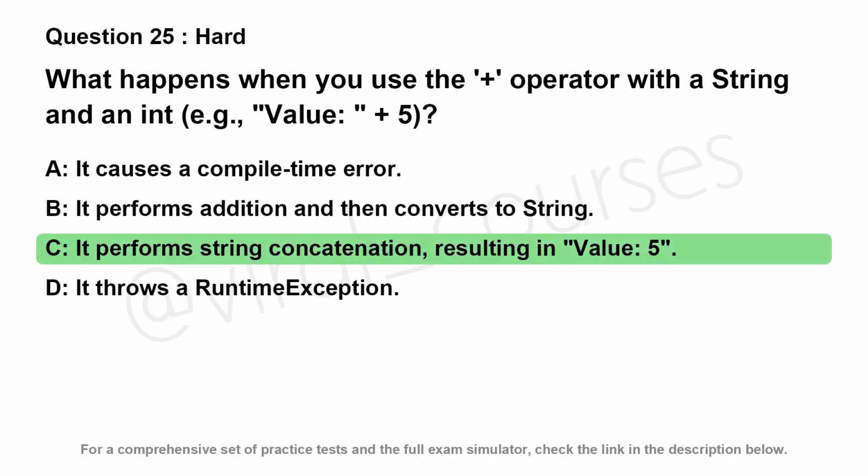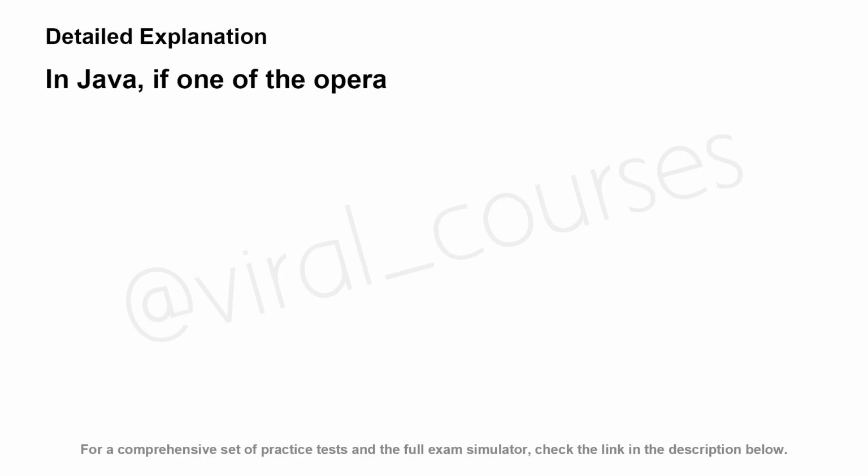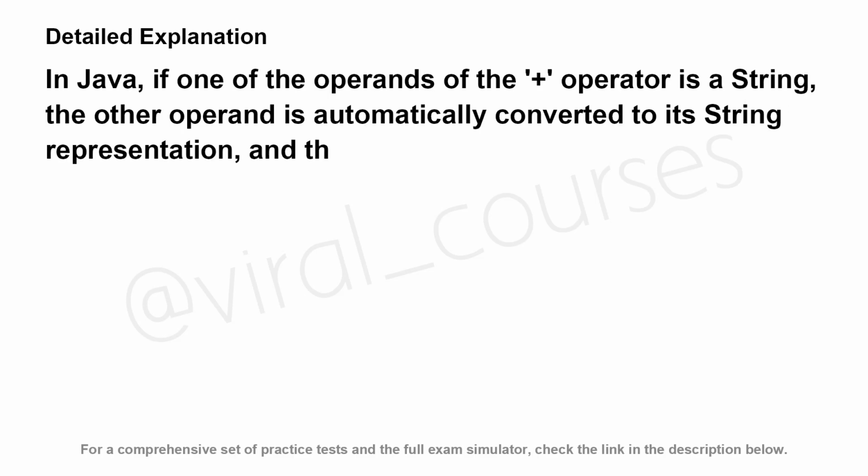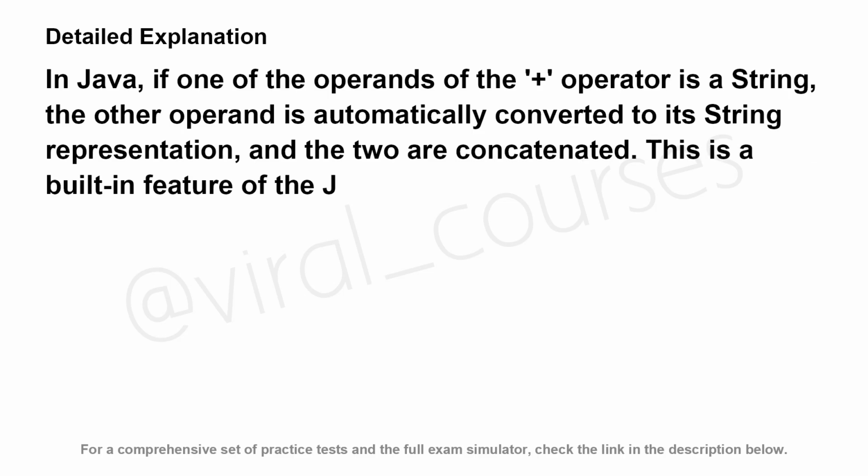The correct answer is C. In Java, if one of the operands of the plus operator is a string, the other operand is automatically converted to its string representation, and the two are concatenated. This is a built-in feature of the Java language for convenience.